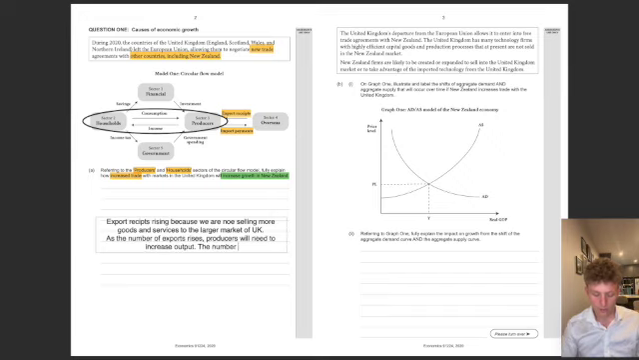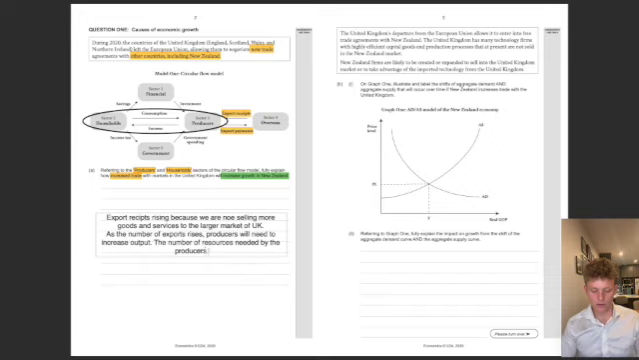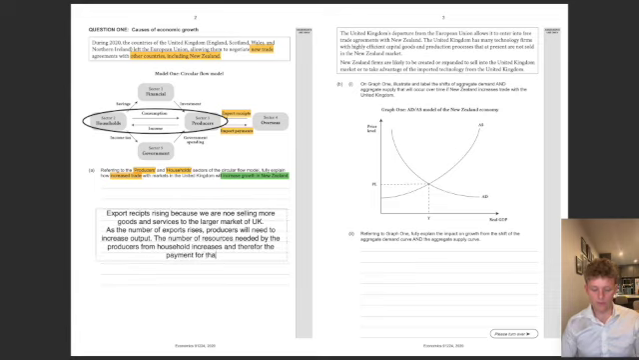The number of resources needed by the producers from households increases, and therefore the payment for those resources, income, also rises.